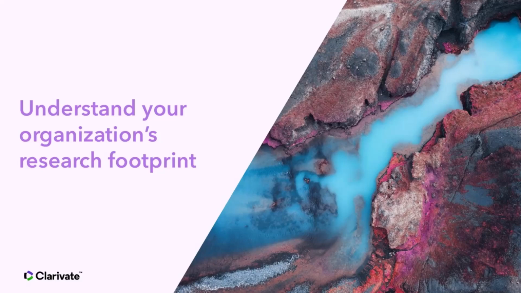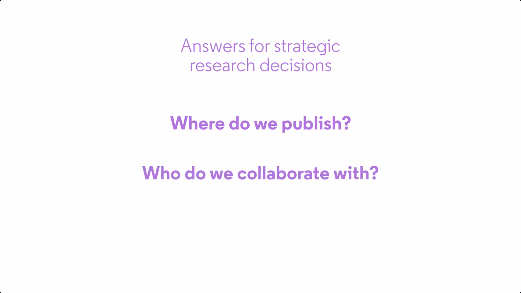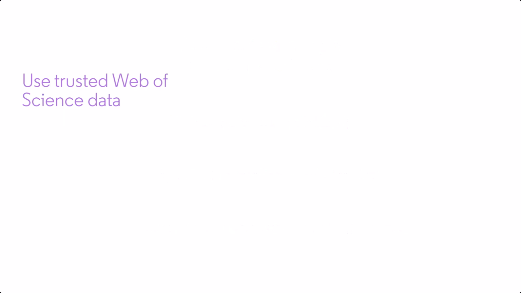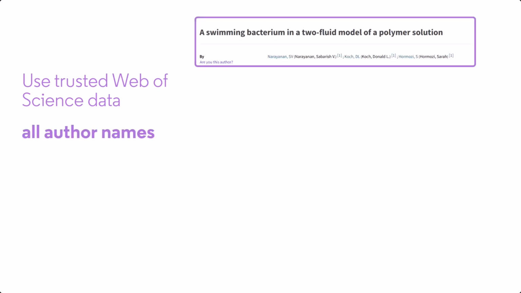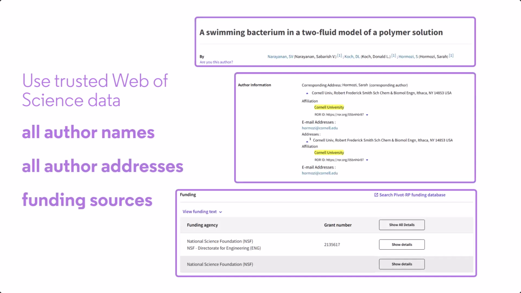To make strategic research decisions, you first need to understand your research footprint. You need to know the answers to questions like which subjects you publish in most frequently, who your collaborators are, where is your funding coming from. Web of Science provides the key data points to help you understand your institution's impact, including all author names, all author addresses, and funding sources.